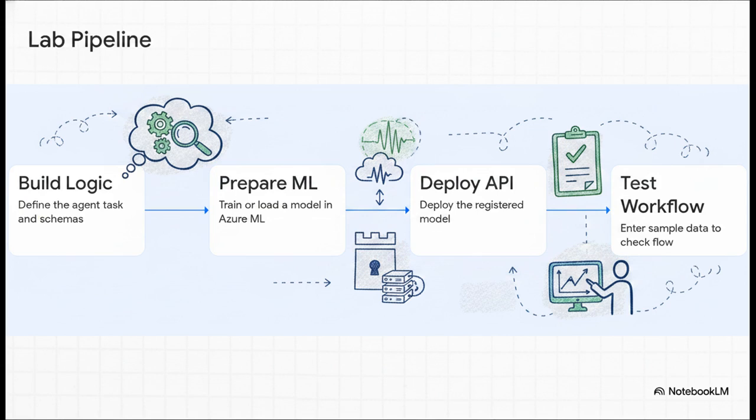Here, you train your disease prediction model and register it securely in the cloud. Step 3. You deploy that model as a secure API endpoint, giving your agent a way to actually talk to it. And Step 4. You test the workflow. You punch in some sample patient data and just watch as the agent prepares the payload, calls the API, and fires back a medical recommendation.